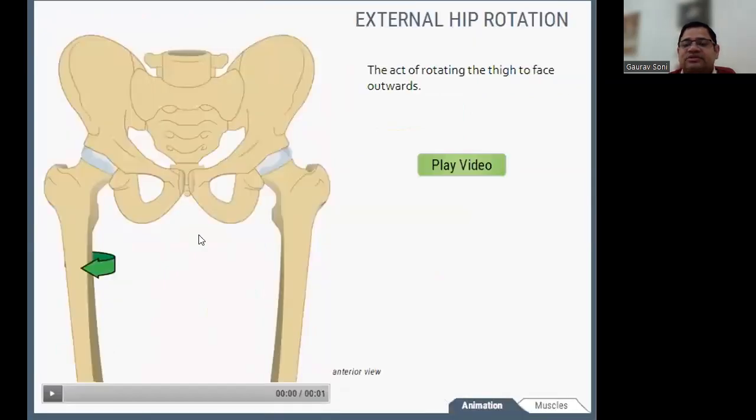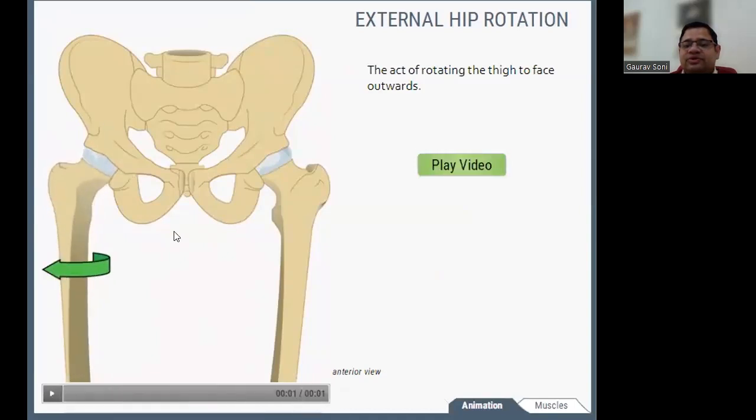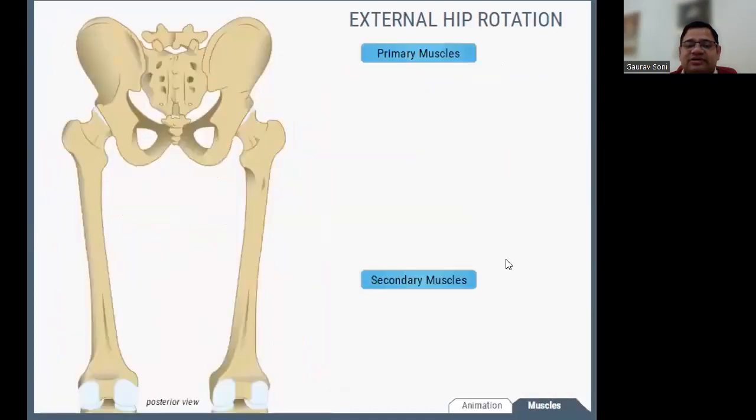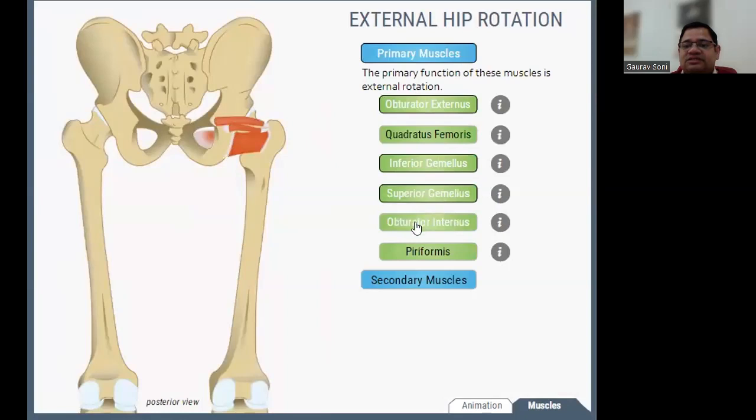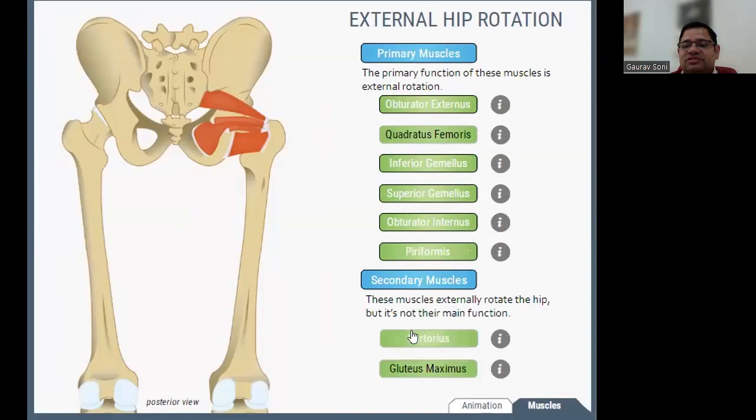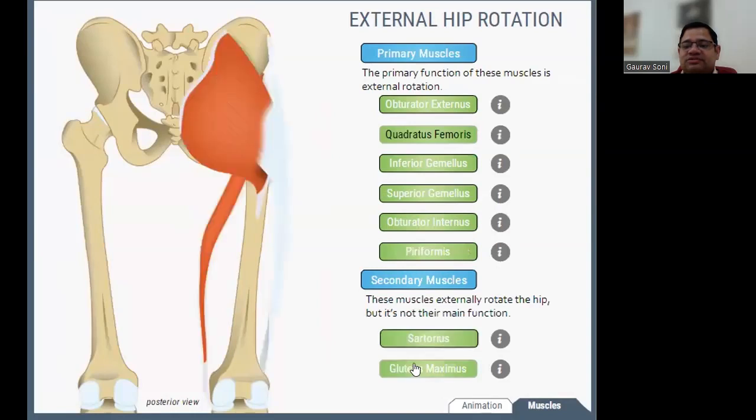Next, external hip rotation. It will be towards the outwards. We have to move towards outwards like this. You can see the movement of this particular joint, which is very beautifully shown here. The muscles involved here are obturator externus, quadratus femoris, inferior gemellus, superior gemellus, obturator internus, and piriformis. Secondary muscles will be sartorius and gluteus maximus.